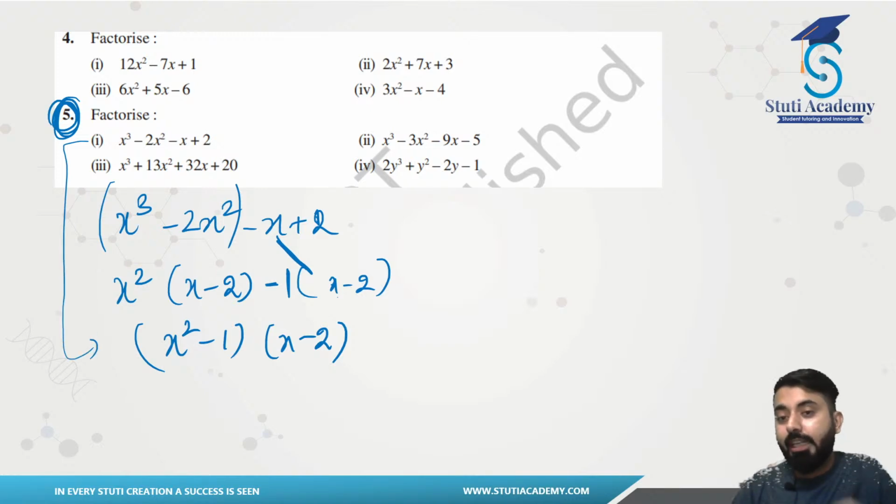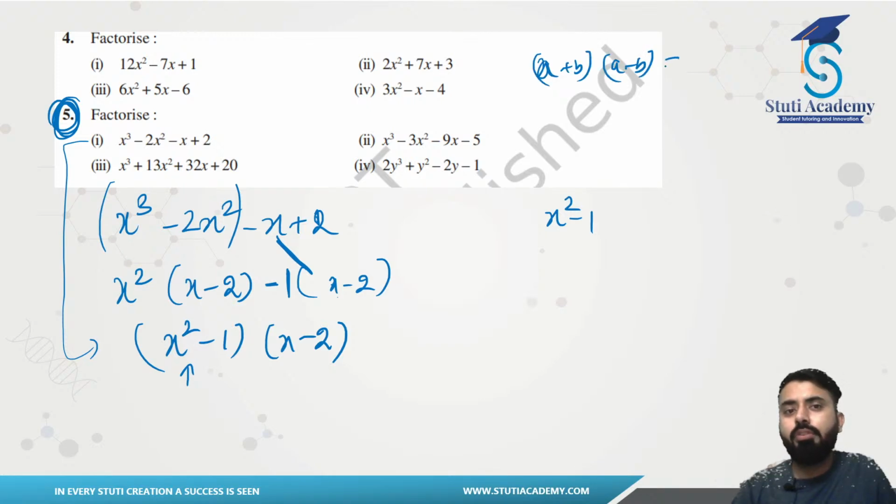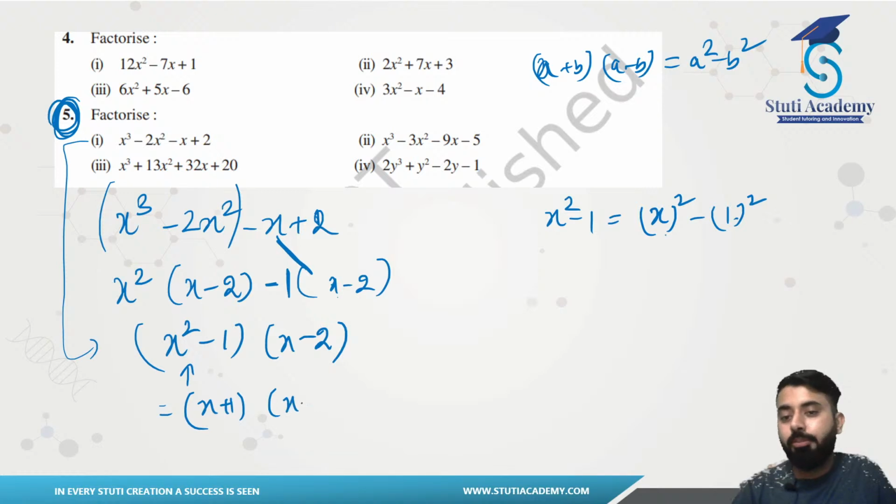Now this is not actually factorized yet. You guys see, if you look at this one, this is x square minus 1. See, if you remember your identity a plus b into a minus b, what was that? It was a square minus b square. I can see an a square here, that means x square. Can I write 1 like this? Whole square. So this is what? A square minus b square. So this should be what? A plus b, that means x plus 1. A minus b, that means x minus 1 and x minus 2.